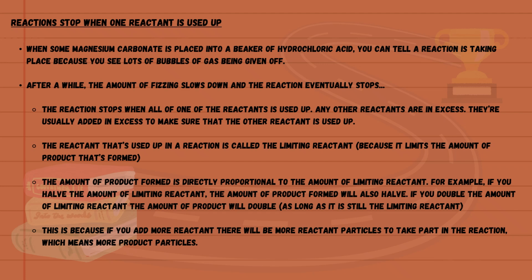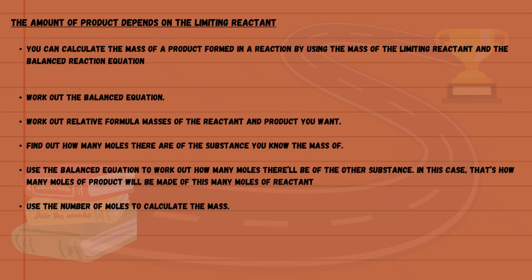For example, if you halve the amount of limiting reactant, the amount of product formed will also halve. If you double the amount of limiting reactant, the amount of product will double, as long as it's still the limiting reactant. This is because if you add more reactant, there will be more reactant particles to take part in the reaction, which means more product particles. The amount of product depends on the limiting reactant.